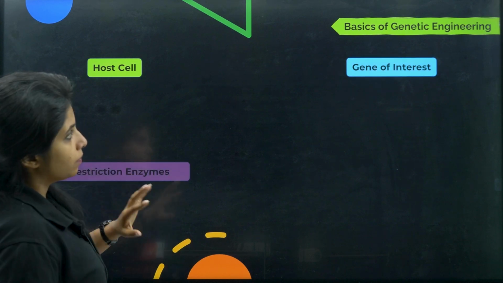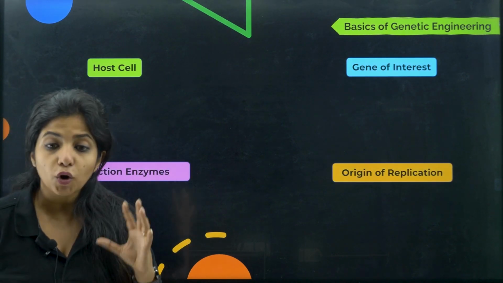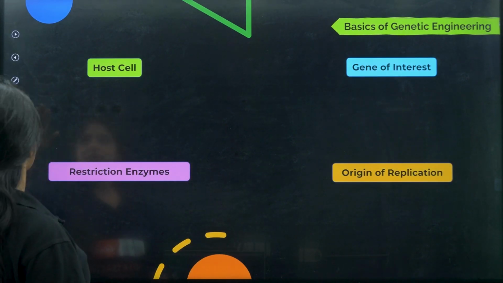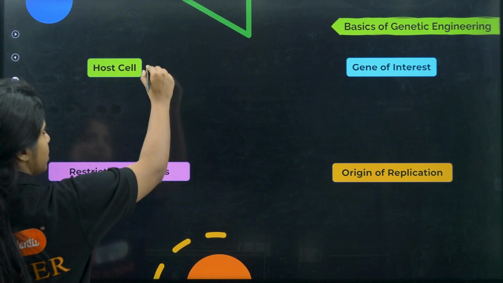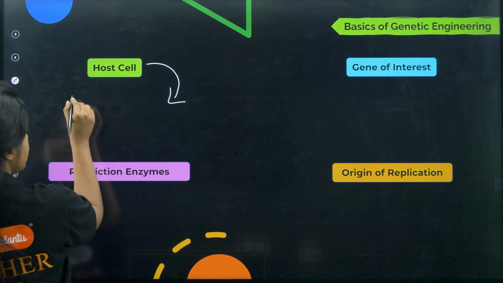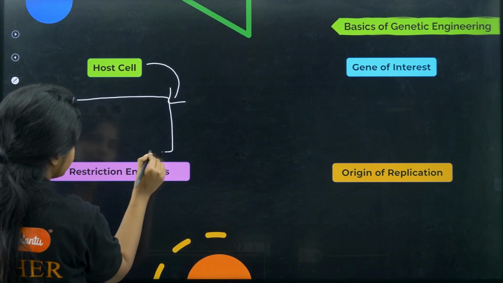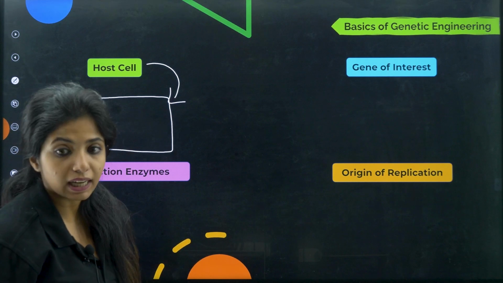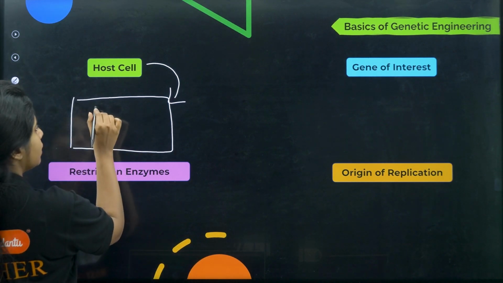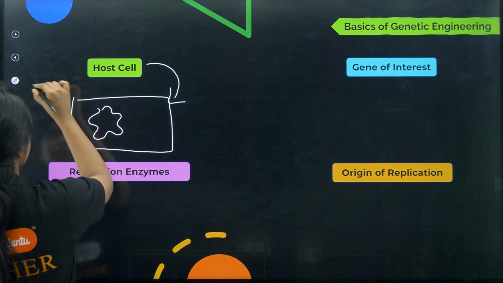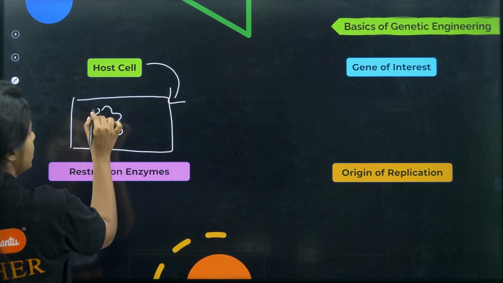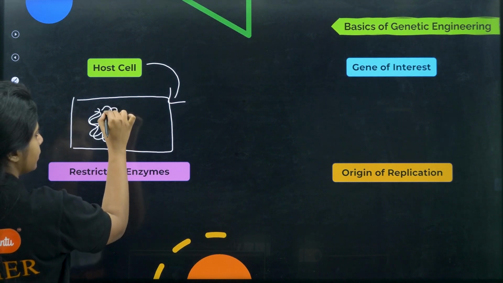Chalo. So the basics of genetic engineering, what all do you know before you start off the chapter? First thing, there is a host cell. What do you mean by host cell? For example, there is an E. coli bacteria, and this E. coli bacteria has its own DNA. It will have its own circular DNA.